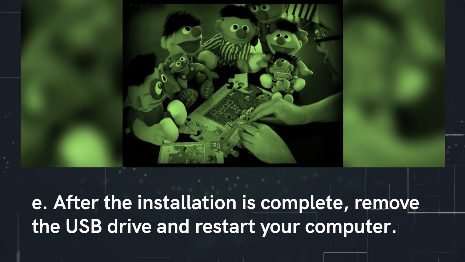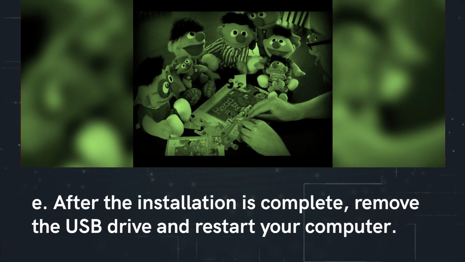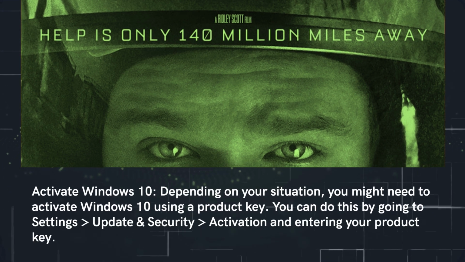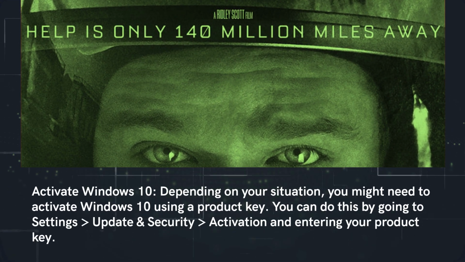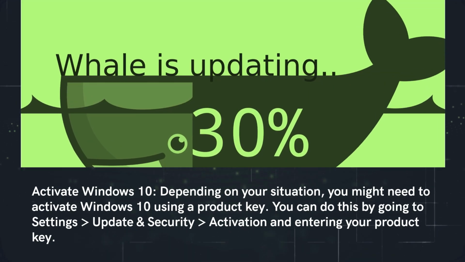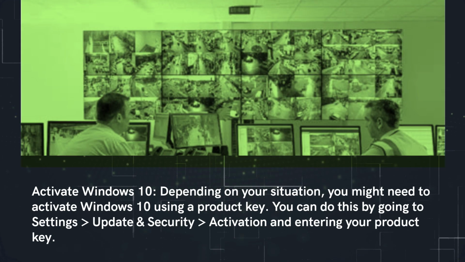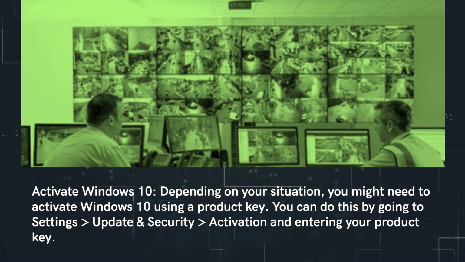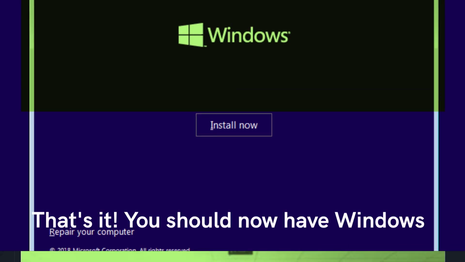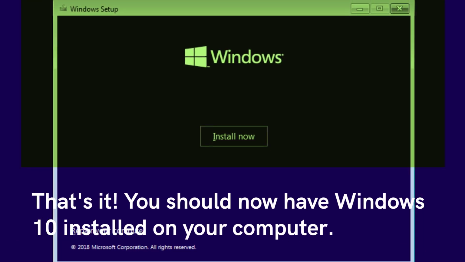E. After the installation is complete, remove the USB drive and restart your computer. Activate Windows 10. Depending on your situation, you might need to activate Windows 10 using a product key. You can do this by going to Settings > Update and Security > Activation and entering your product key. That's it. You should now have Windows 10 installed on your computer.